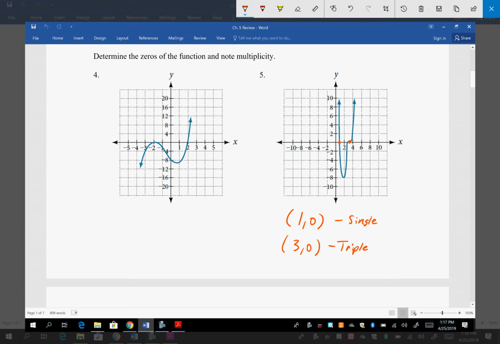Now, Yesenia, you said double. If you look at number 4, this root here, (-2, 0), is double because it touches but doesn't cross the x-axis. That's how you know it's double. If it's triple, it crosses the x-axis. If it's an odd numbered root, it crosses. So single root, triple root, quintuple root, septuple roots.